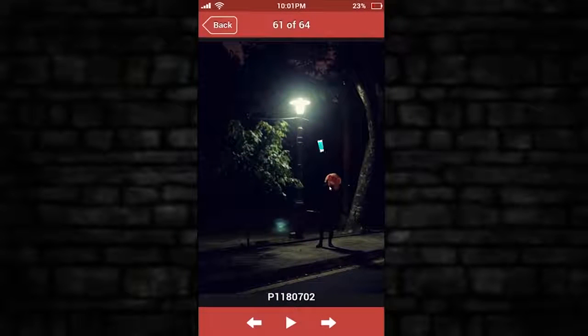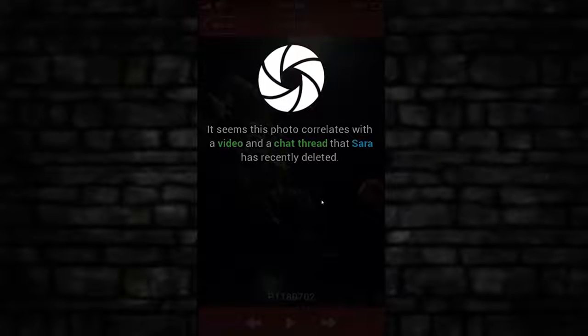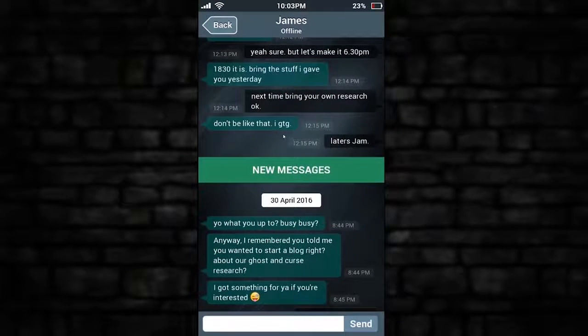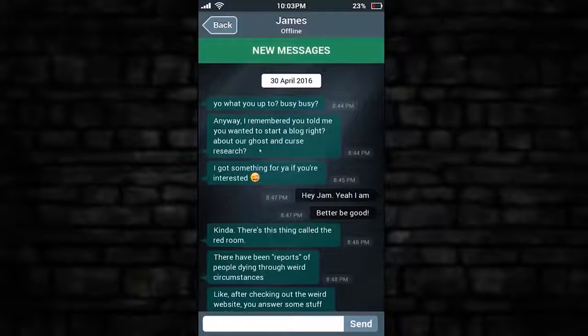When players click and hold on this photo, they are told by Iris, "It seems this photo correlates with a video and a chat thread that Sara has recently deleted." That gives us this message thread with James. It took place on April 30th, the night before we found the phone, and started at 8:44. Iris told us that this thread correlates to the image we just found in the gallery, right? So we ought to be seeing something in these messages that correlates with that picture.